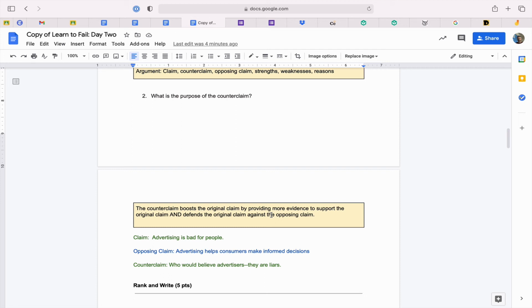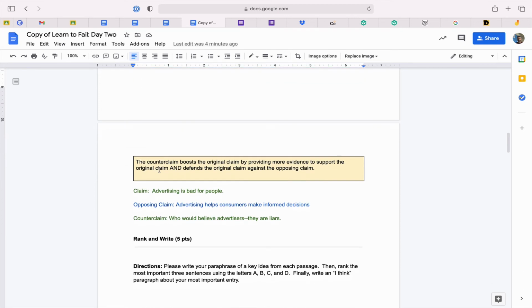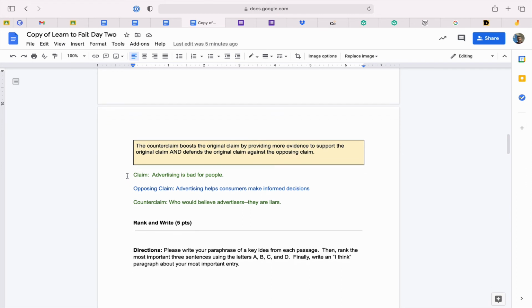So what is the purpose of this counterclaim? Well, this kind of counterclaim boosts the original claim by providing more evidence to support the original claim and defending the original claim against the opposing claim. So here, as if the claim is the Eagles, the opposing claim is the Cowboys, the counterclaim is on the Eagles team. It's green like the Eagles.